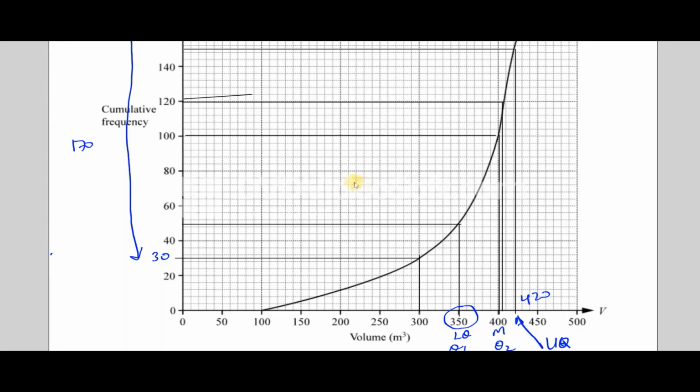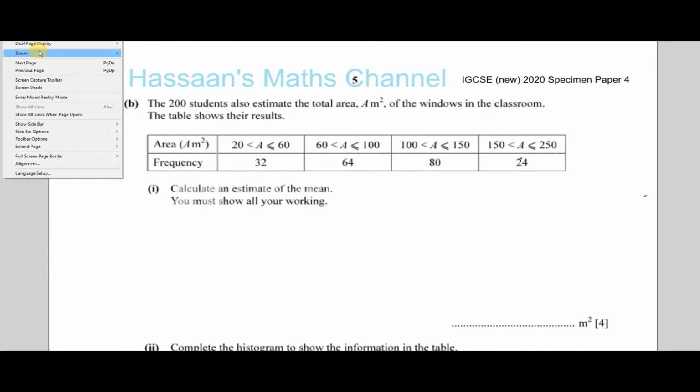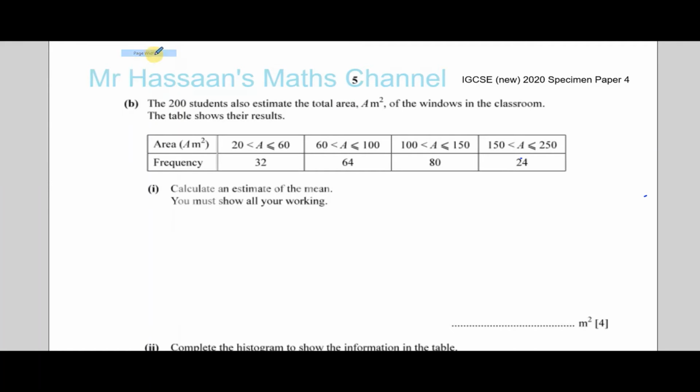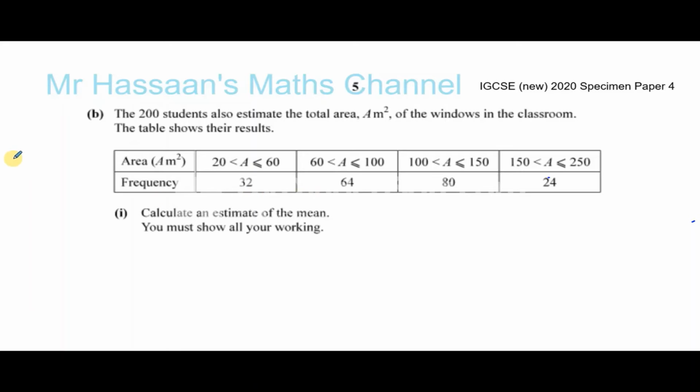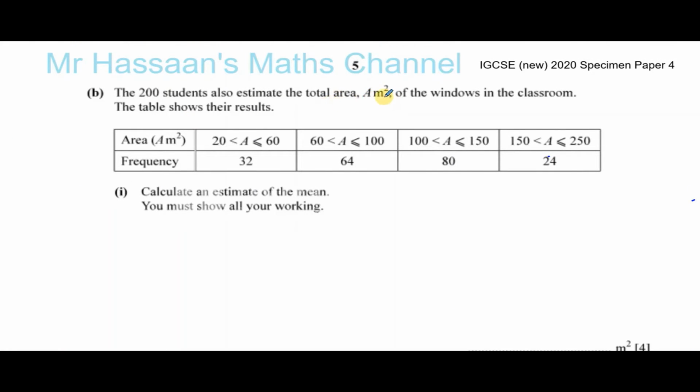Now let's go to 2B. I can now just increase the width of the page. That's better. Okay, so now it says the 200 students also estimate the total area in meters squared of the windows in the classroom. The table shows their results. So they estimate the area of the windows in the classroom, and the estimates are written here.